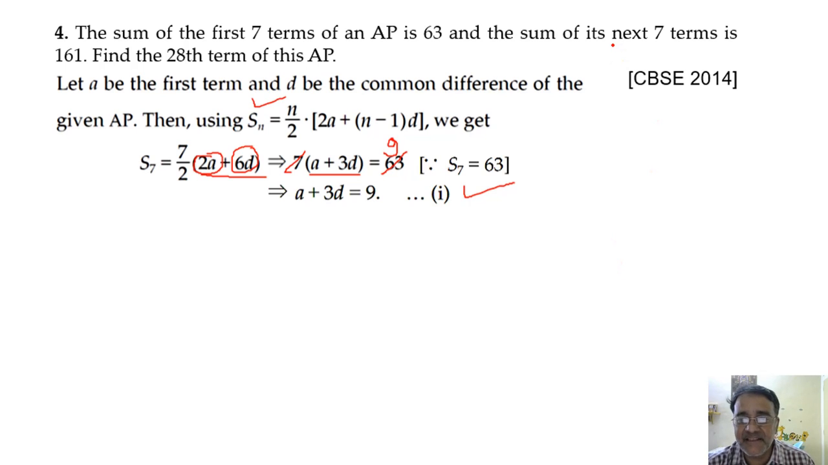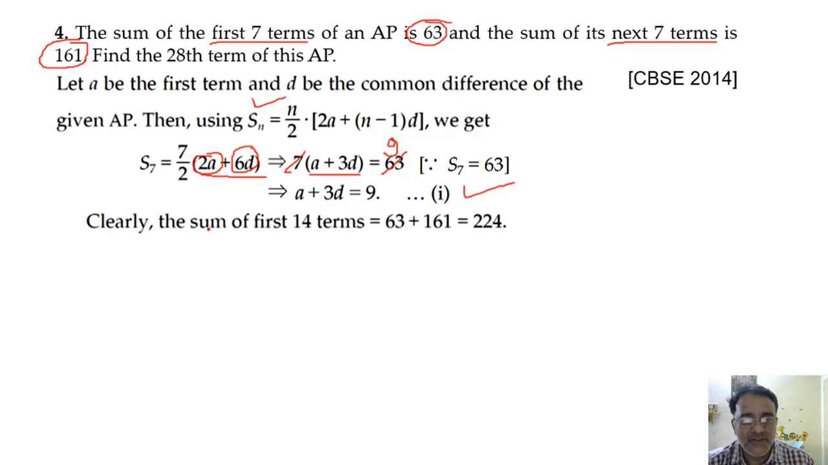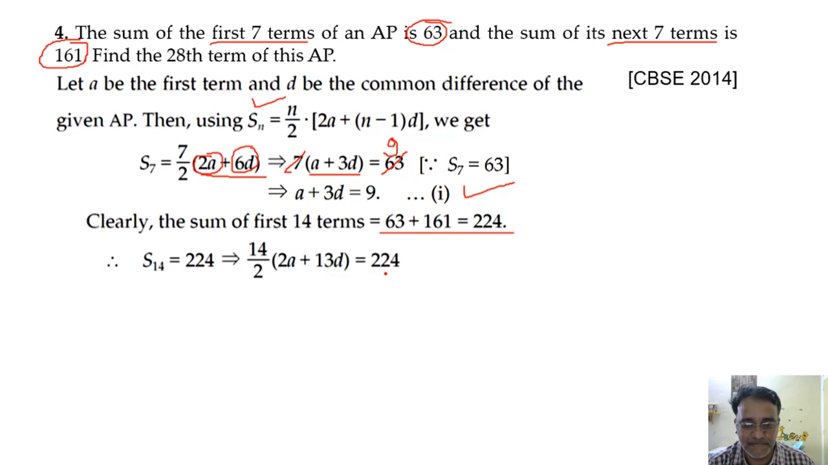Okay, and next 7 terms. If you add 63 and 161, what will you get? This is S14. Yes, S14. So clearly the sum of 14 terms is equal to 63 plus 161, that is 224. So the formula for 14 terms will be 14/2 (2a plus 13d) is equal to 224.